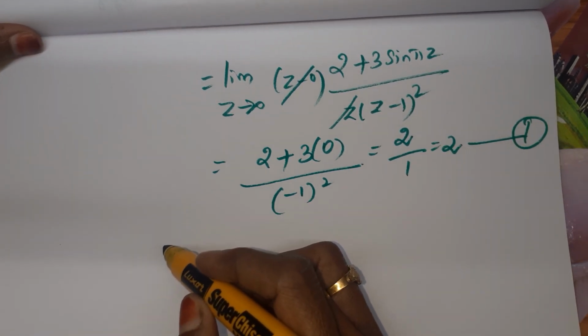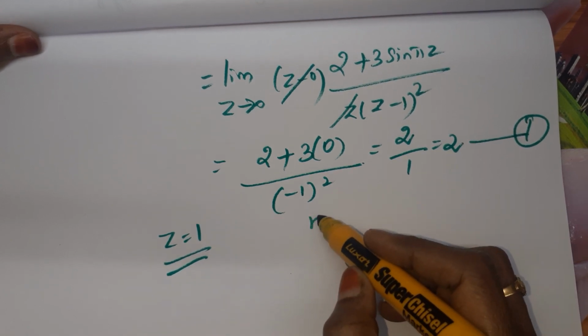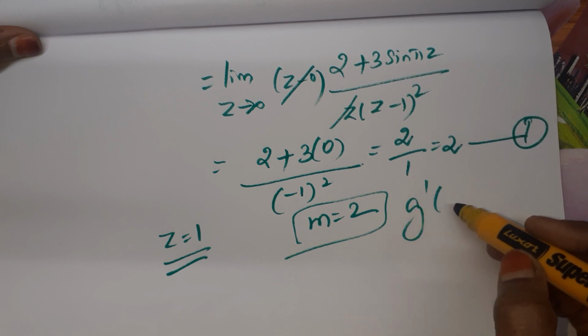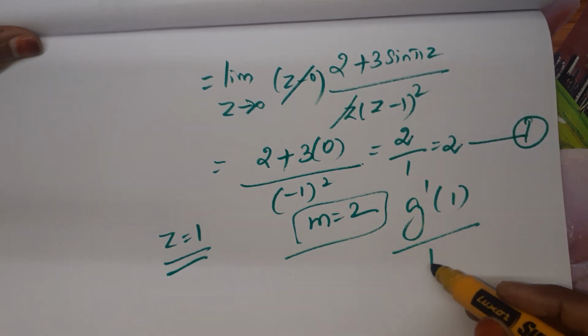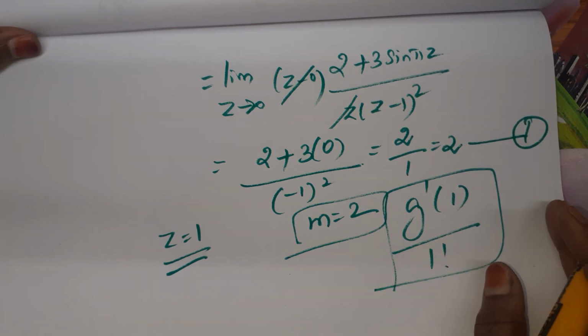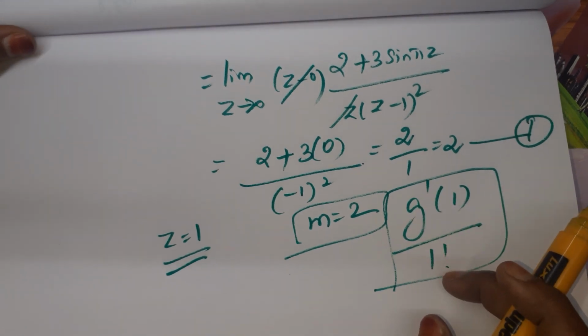Next, z equal to 1 is a double pole. Double pole means m equal to 2, right? So what is the formula? G dash of 1 by 1 factorial. This is our residue formula, correct? We saw this in the last video. So G dash of 1 by 1 factorial.